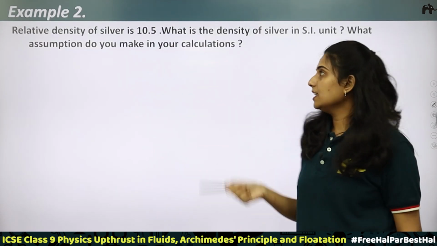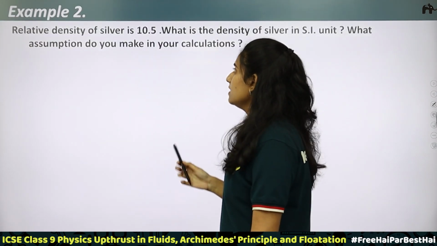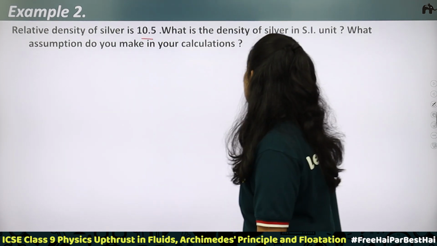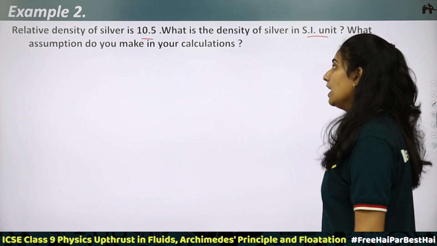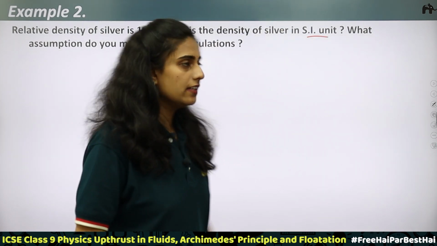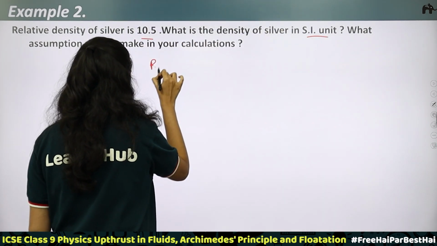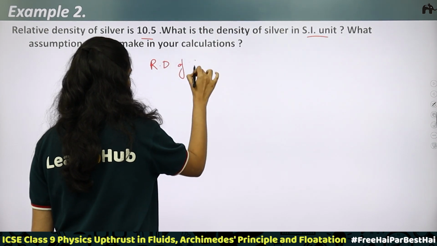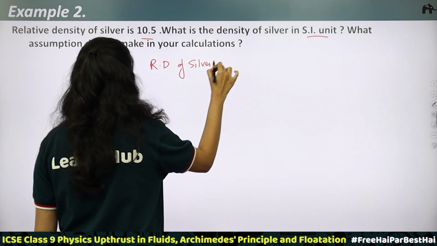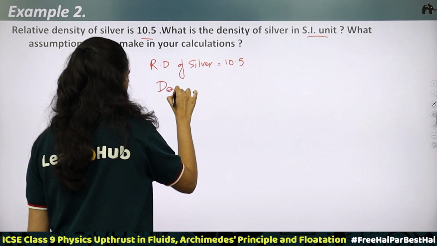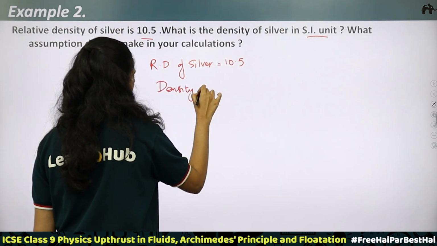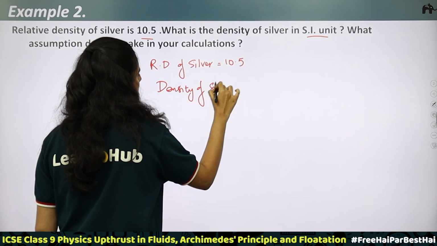Okay. We'll take another example. Relative density of silver is 10.5. What is the density of silver in SI unit? What assumption do you make in your calculation? So, here relative density of silver is given. Relative density of silver is equal to 10.5. We have to find the density of silver.